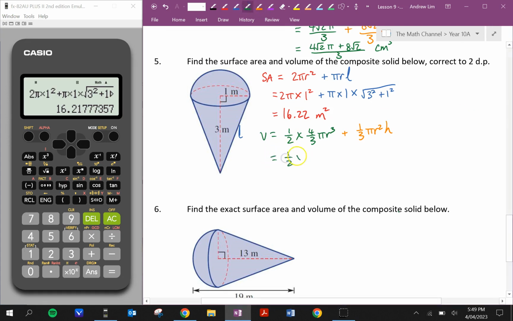So let's sub in the values. The radius is 1. The height of the cone, right? This is the cone. So we're talking about the height of the cone, which is 3.